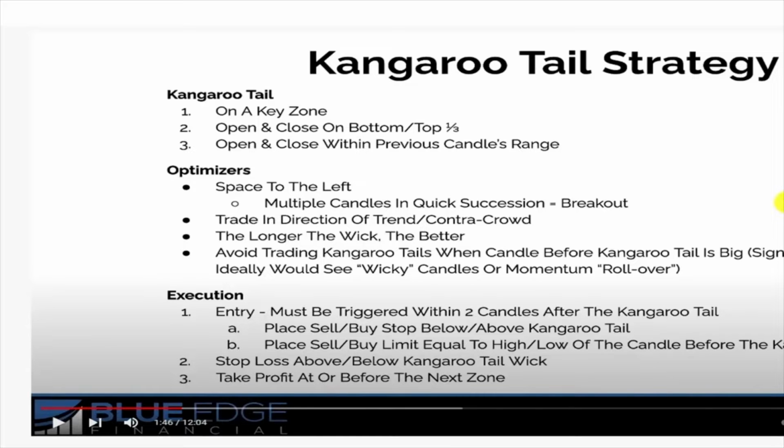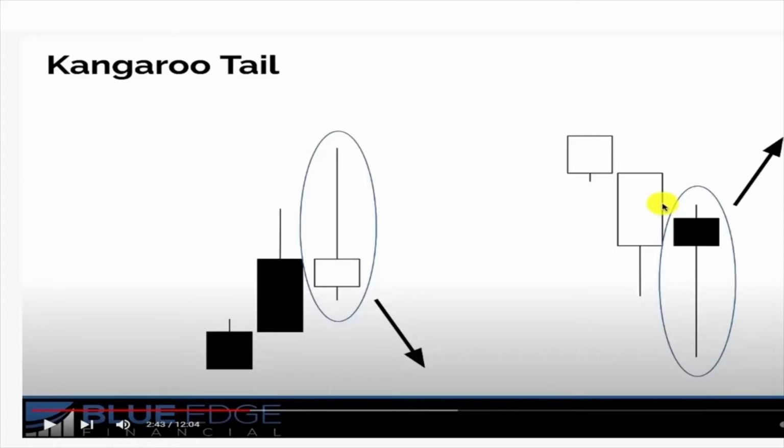So what is the Kangaroo Tail strategy? You can take some notes. I don't think you're going to need them. It's a very simple one. First, you need to recognize the Kangaroo Tail candlestick. In my tutorial videos in this series, there are tutorials about the candlesticks. I have analyzed all of them.